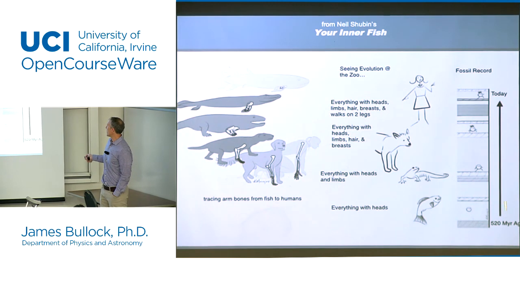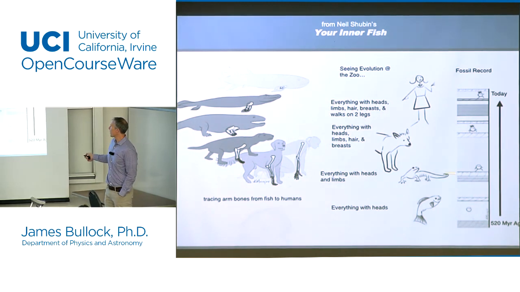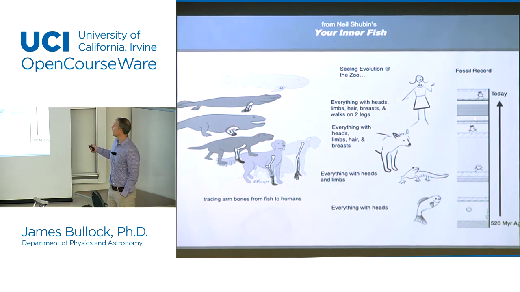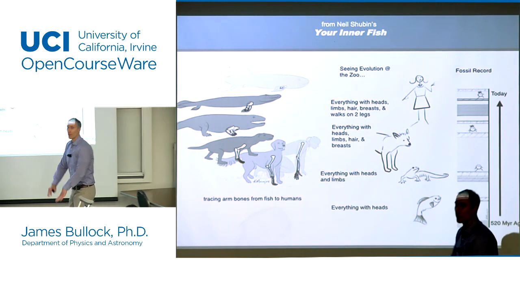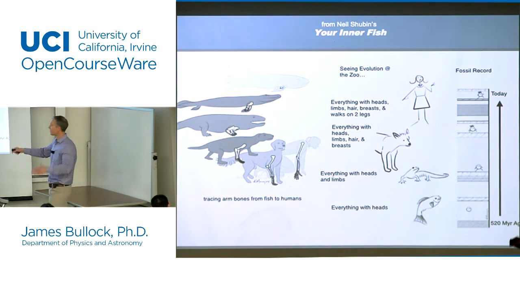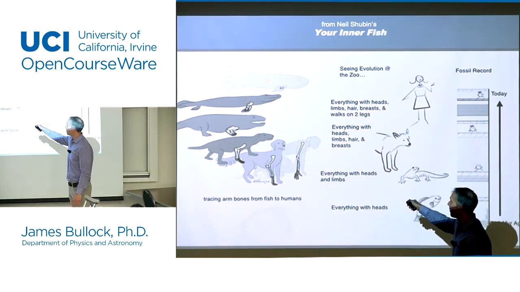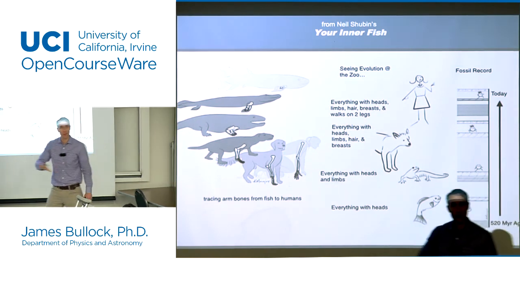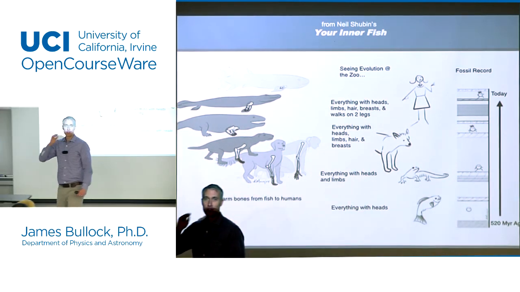Then a little later, a couple hundred million years later, you see everything with heads and limbs. So now you see some things with only heads, and some things with heads and limbs. If you go a little bit later, you see things with heads and limbs and hair and breasts. And you only have to get very close to today before you see things with heads and limbs and hair and breasts that walk on two legs. So these general characteristics of life appear to take time to evolve. You can even see the evolution from fin bones to arms traced out in the fossil record. So it's really amazing.